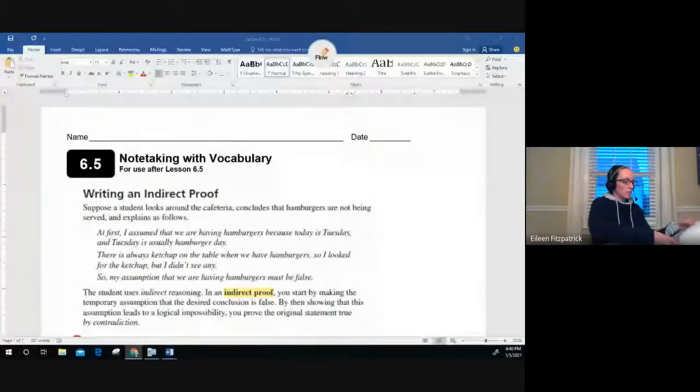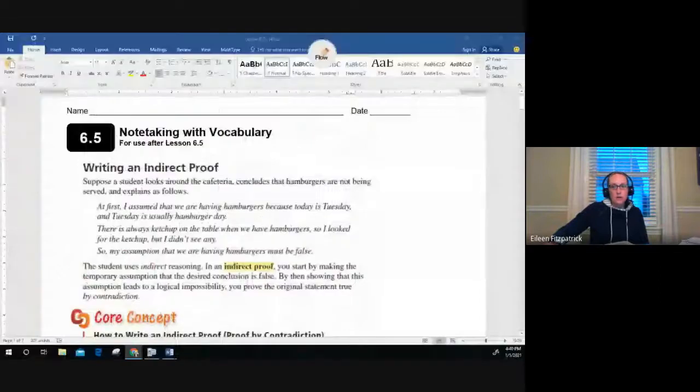So in this lesson, we're going to be talking about indirect proofs. I'm sorry, hold on one second. Yes, indirect proofs and triangle inequalities in one triangle. It's in the wrong spot in my notebook, but now we're all together.